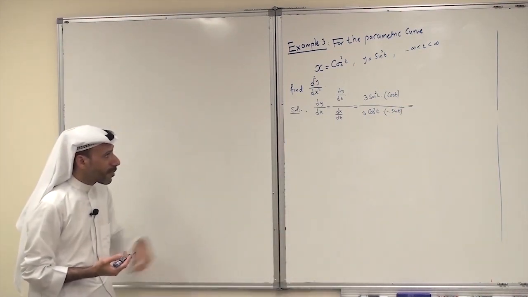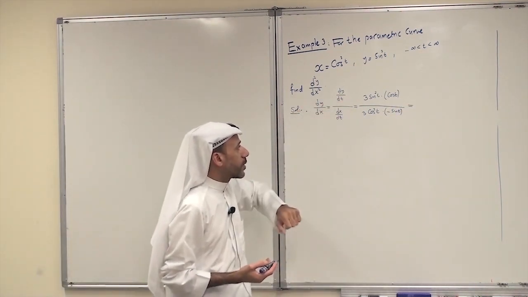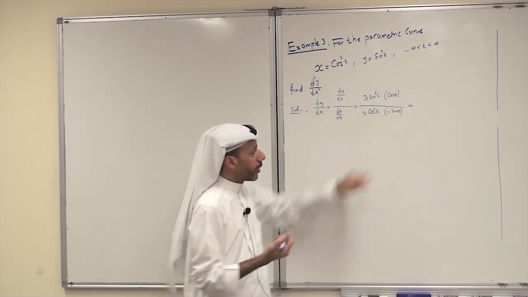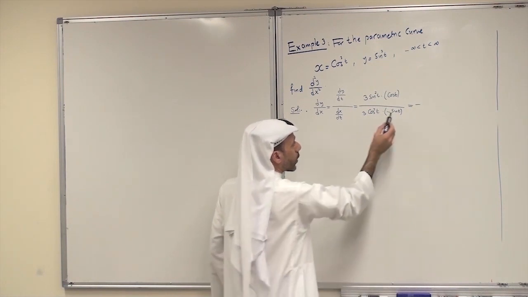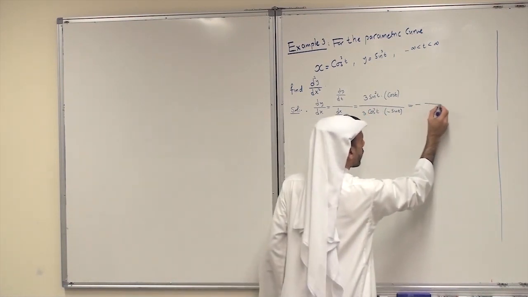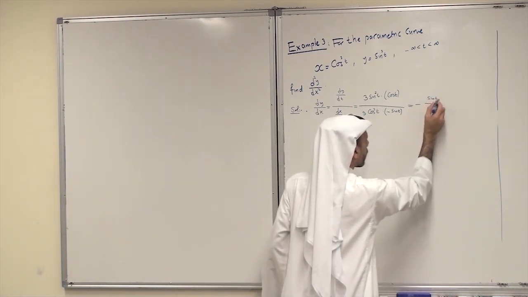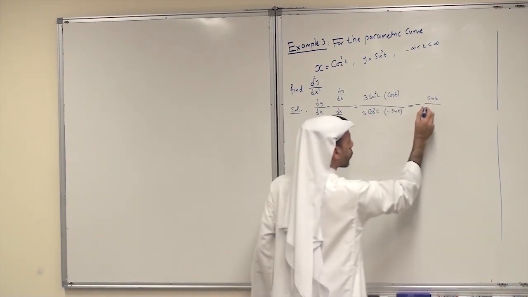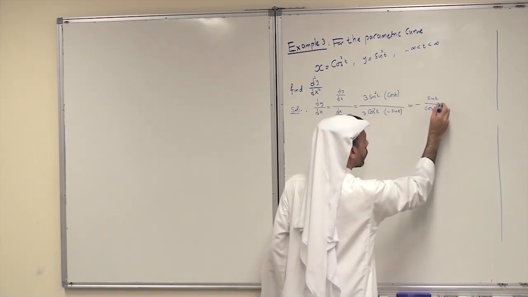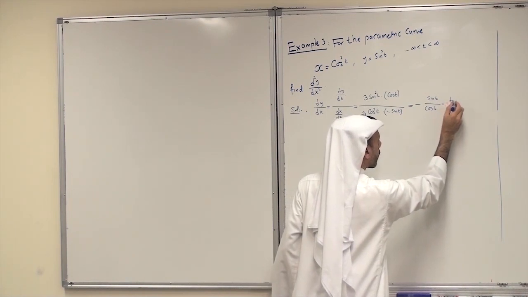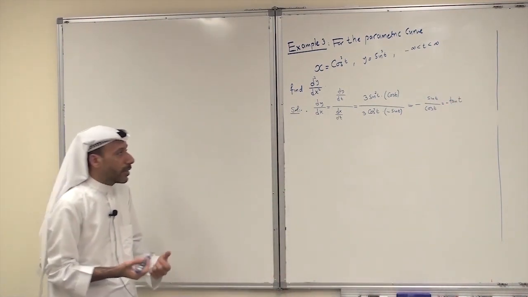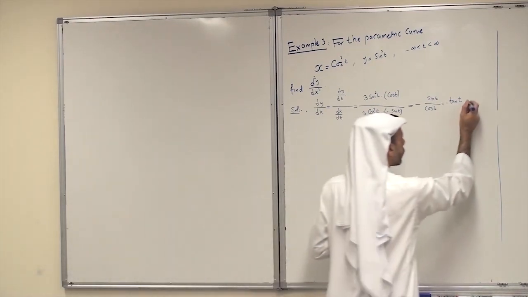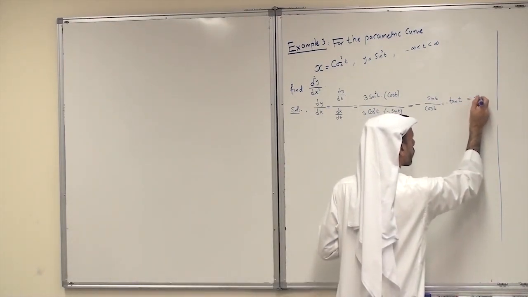Simplify. 3 with the 3 will cancel. I have only just one negative sign, so this is minus. One sine with one sine, I get sine t, and one cosine with one cosine, I get cosine t. So this is minus tan t. This is the first derivative, and I will call it y prime, another notation. This is y prime.